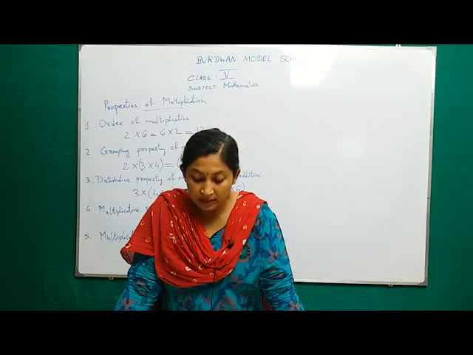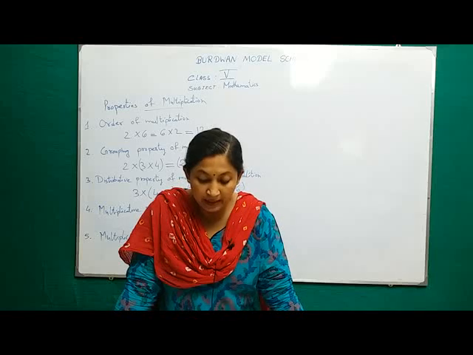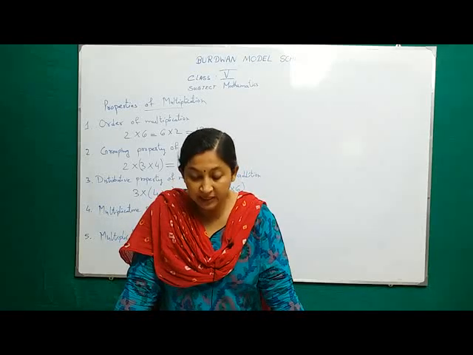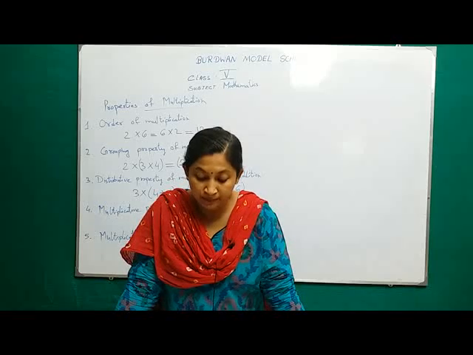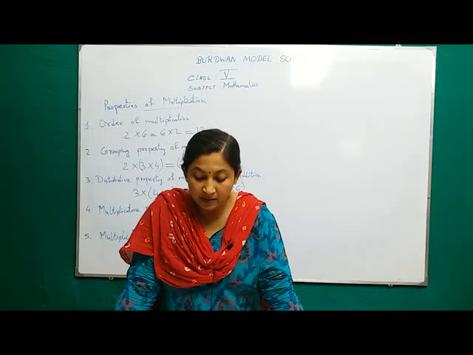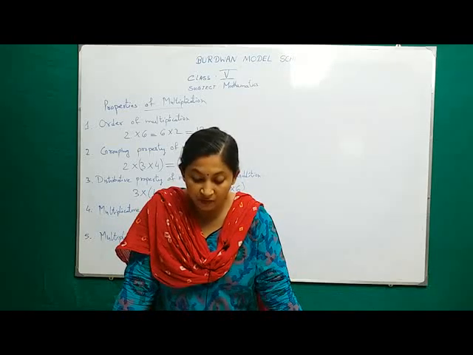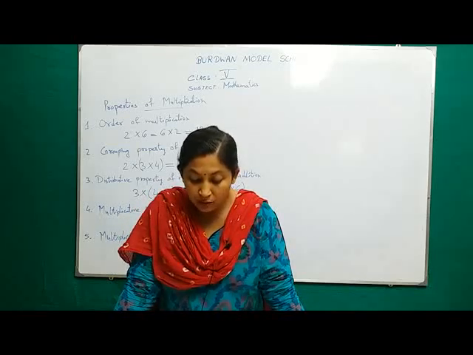Now next one, that is number E. As you can see, one multiplication is there, then one addition is there. So number E is the grouping property. Okay, so the rest of the problems you do on your own. Now come to question number 2.